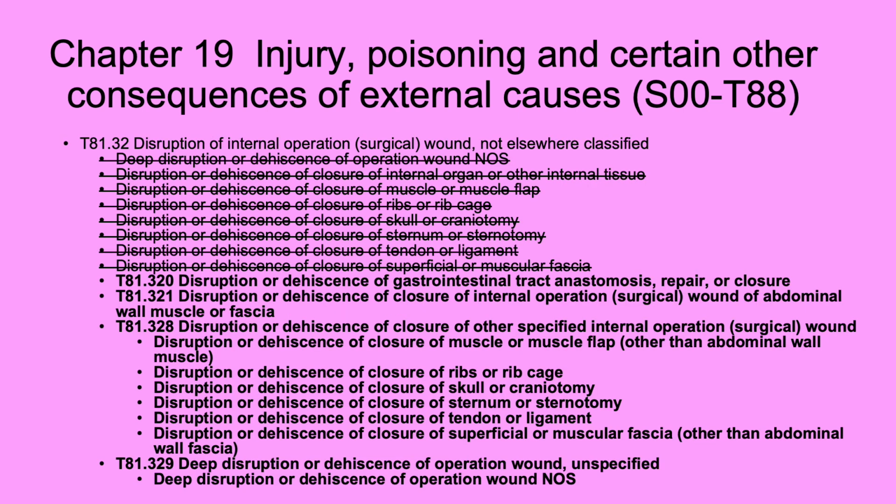So also in Chapter 19, disruption of internal operation surgical wound not elsewhere classified. You can see that all of these were inclusion terms here, and they have been given their own terms. So now they have their own codes, most of them. T81.32, disruption or disease of the gastrointestinal tract. Disruption or disease and closure of other specified internal operation wound.